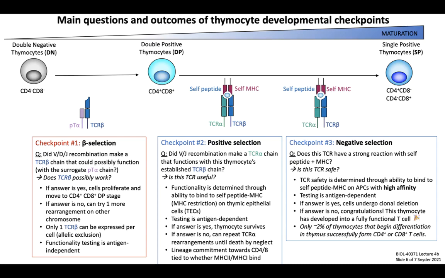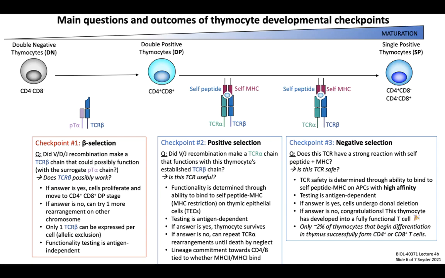Negative selection asks whether the TCR strongly reacts to self-peptide presented on self-MHC, which is indicative of an autoreactive TCR that would jeopardize central tolerance. In simpler terms, negative selection asks whether this candidate TCR is safe or not. Here, TCR safety is determined through the ability of a TCR to bind with high affinity to self-peptide that's presented by professional APCs present in the thymus, and these include dendritic cells and macrophages. Again, because this process requires recognition of peptide MHC, negative selection is an antigen-dependent mechanism just like positive selection.